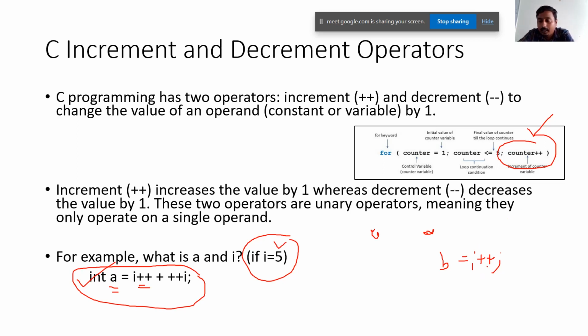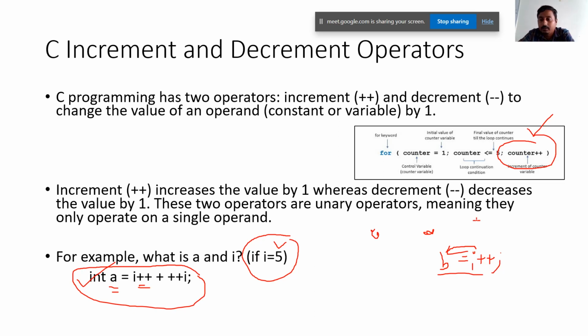Okay, so now I am applying the increment operator after the variable, so this is post increment. So what will happen? The value of I will be assigned to b first. So b will get the value 5, and then after that assignment the value of I will be incremented. So after the execution I will be incremented to 6. So this is regarding post increment.